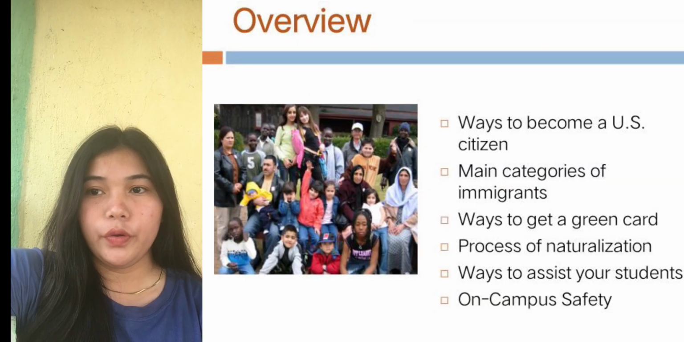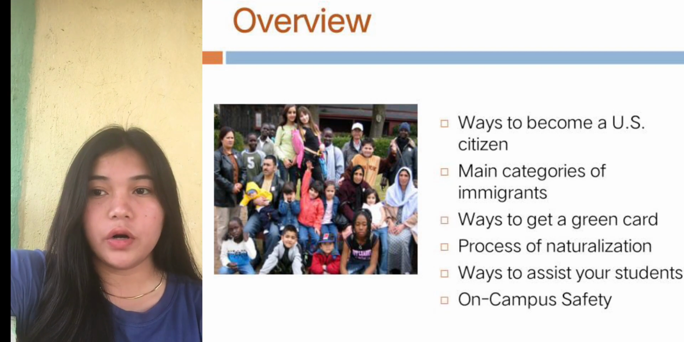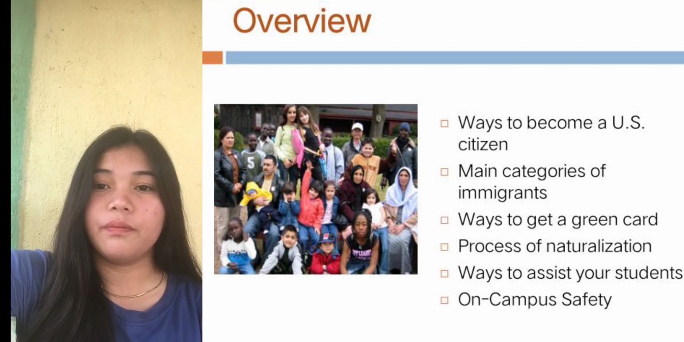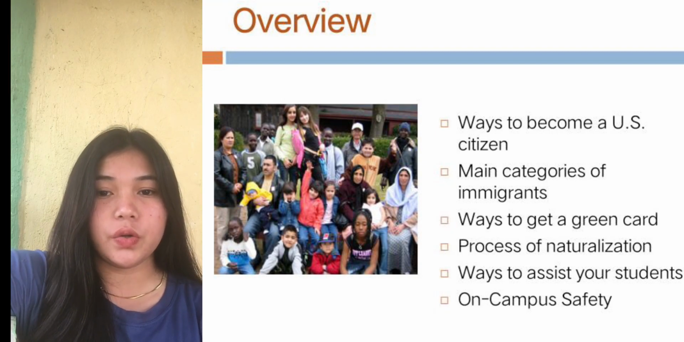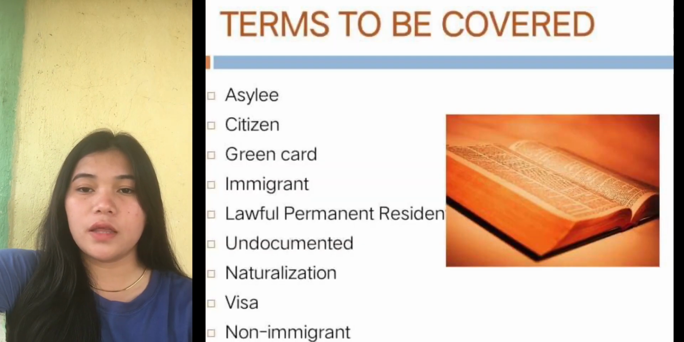This is the overview of Immigration 101. First, ways to become a U.S. citizen. Second, main categories of immigrants. Third, ways to get a green card. The fourth one is the process of naturalization. Fifth is ways to assist your students, and the last is campus safety. Covered in United States Immigrants 101.